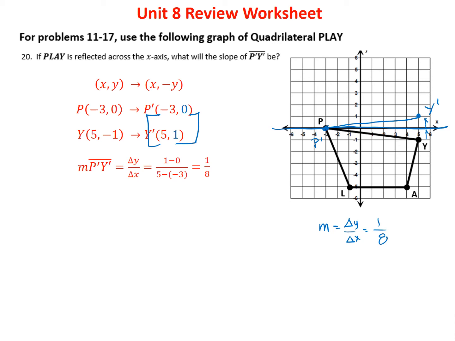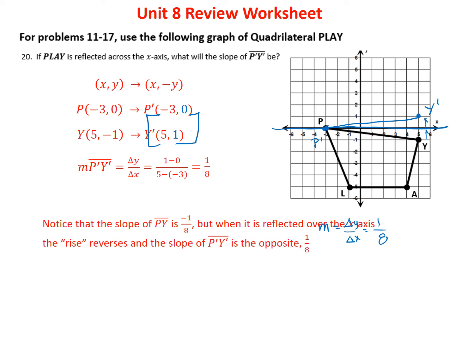One thing to notice here, interestingly, is that the original slope was down 1 over 8, but when we reflect it across the x-axis, the rise reverses, so our slope becomes the opposite. So when I reflect over the x-axis, my slope just becomes the negative, the opposite.